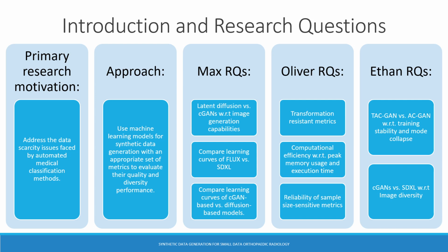I was focused on training curve characteristics and image realism. Oliver was focused on identifying suitable metrics, and Ethan was focused on CGAN training stability and image diversity metrics.